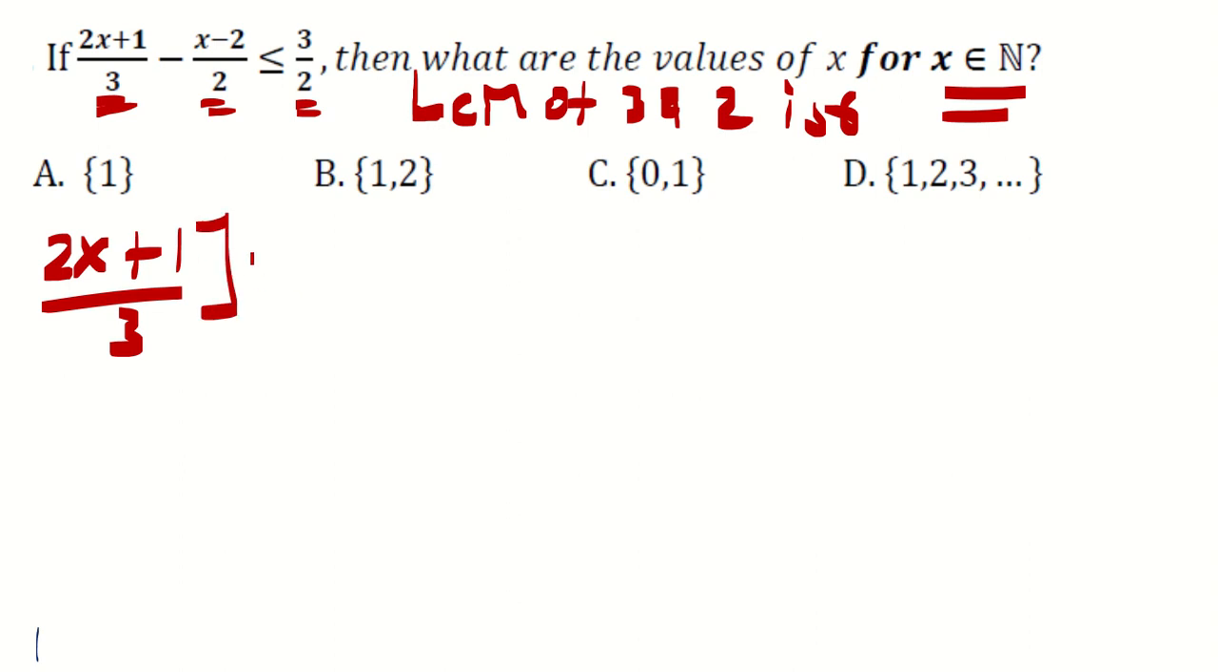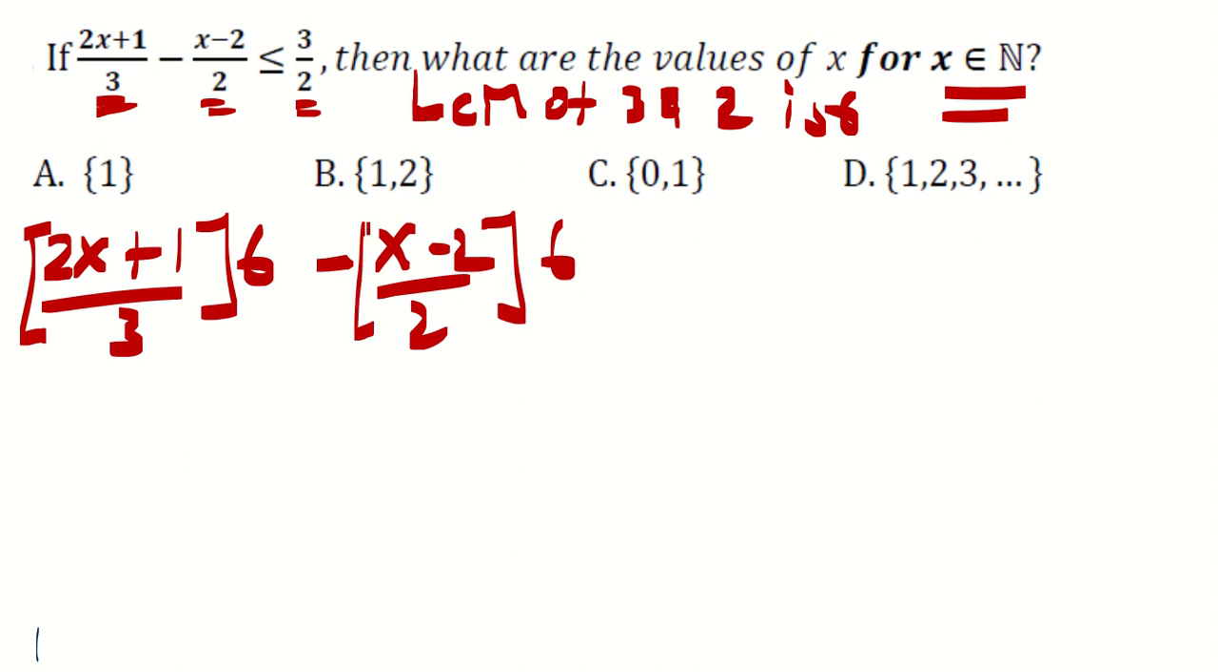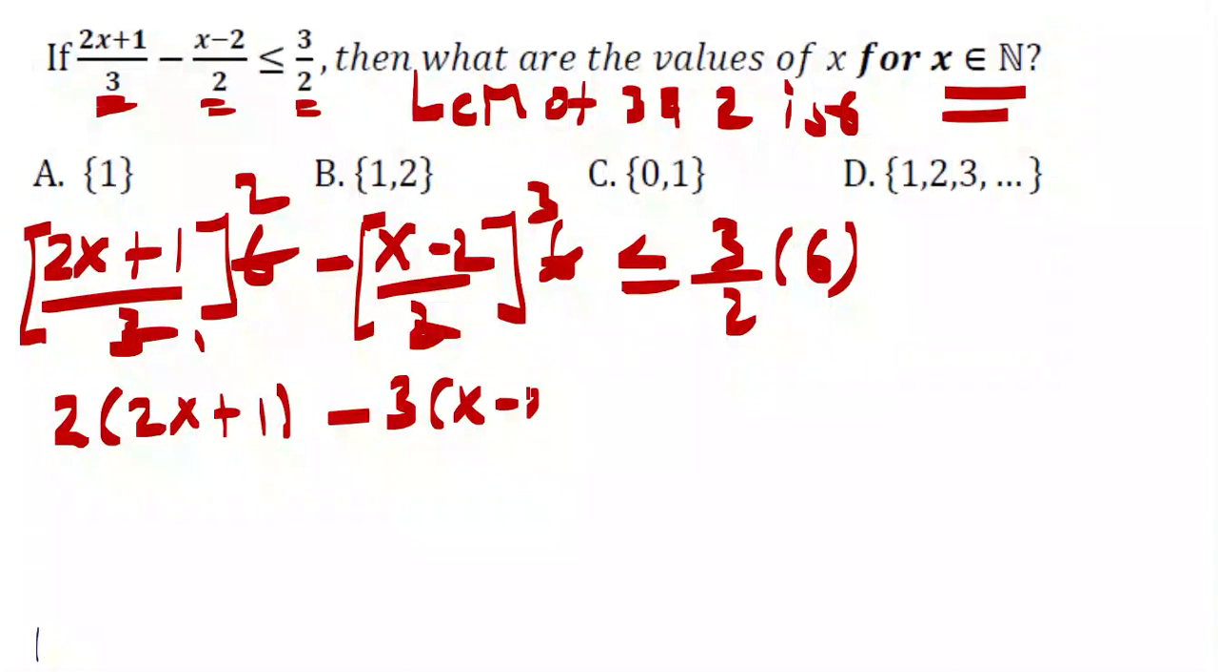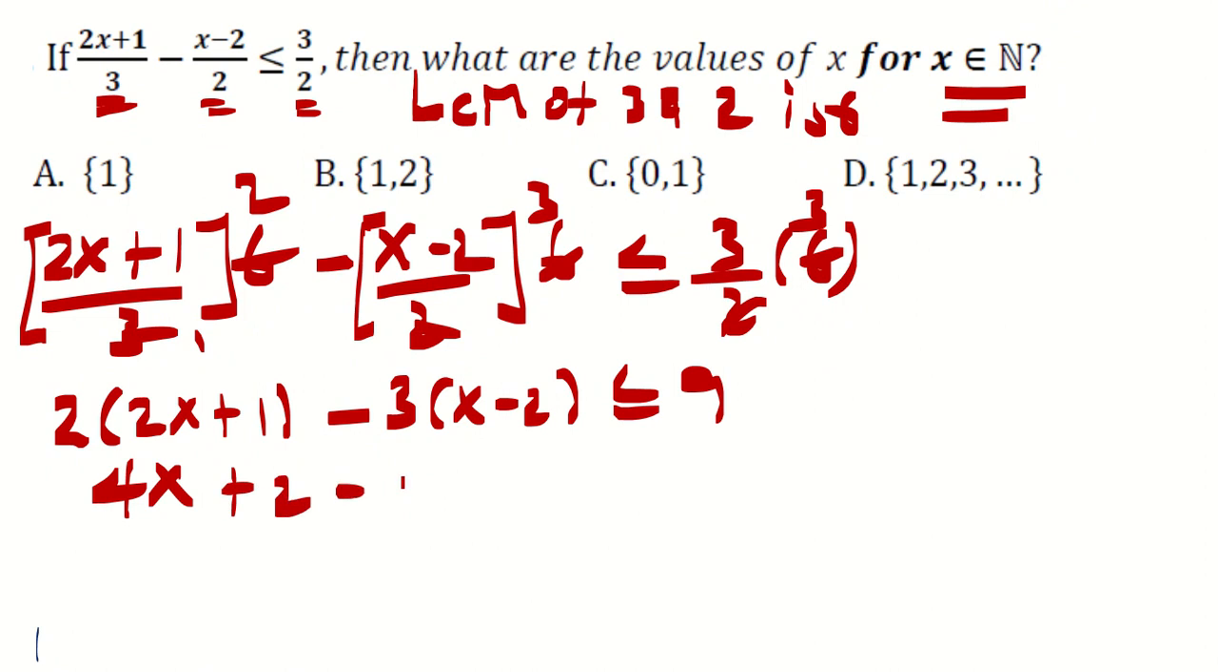Let's do it properly. Multiply by 6: minus x minus 2 over 2 also will be multiplied by 6, less than or equal to 3 over 2 will be multiplied by 6. So 6 by 3 is 1, 6 by 2 is 3. We multiply each of them: 2 in bracket 2x plus 1, minus, by 2 it is 1, this one by 2 it is 3. So 3 in bracket x minus 2 is less than or equal to, 6 by 2 this will be 3, times 3 is 9. Remove the bracket: 4x plus 2 minus 3x plus 6 is less than or equal to 9.